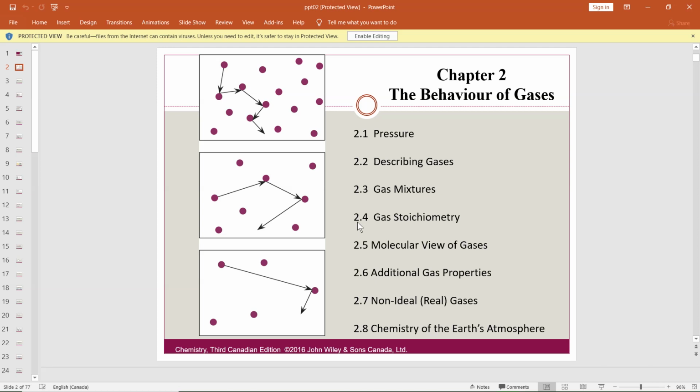So we're going to start by looking at pressure. And there's lots of units associated with pressure. And these days, everyone seems to be under pressure, right?